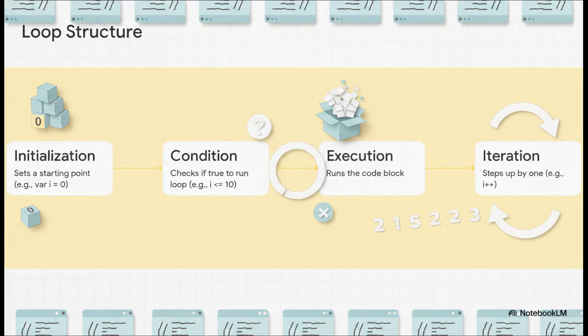First, initialization. You set a starting point. Second, you check a condition, like, hey, is our number still less than or equal to 10? Third, it executes the code block. And fourth, iteration. It steps the number up by 1, and the whole cycle repeats until that condition is no longer met. Boom, done.